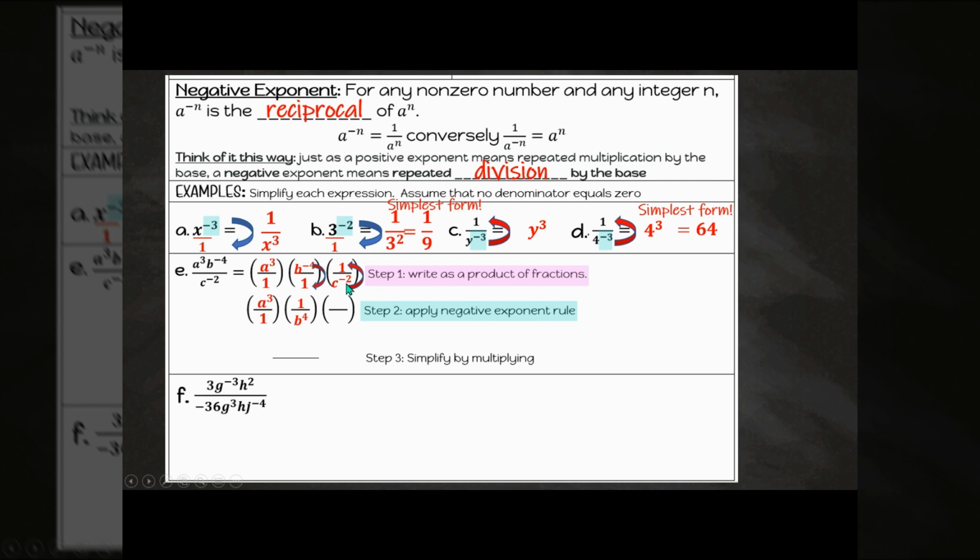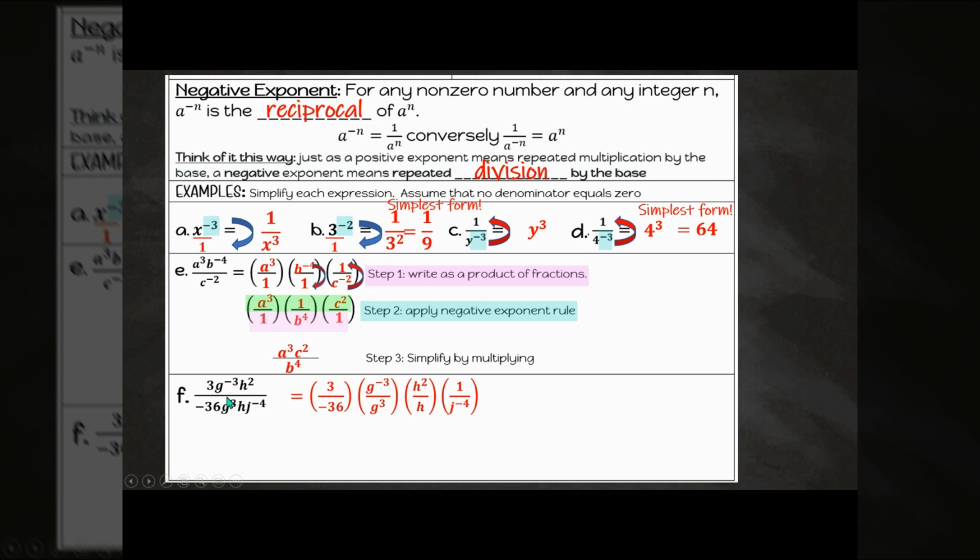Here, the negative exponent is in my denominator, so I'm going to flip it, bring it to the top, and it becomes positive. So I have a to the power of 3, c to the power of 2 in my numerator. And then all that's left in my denominator is b to the power of 4.